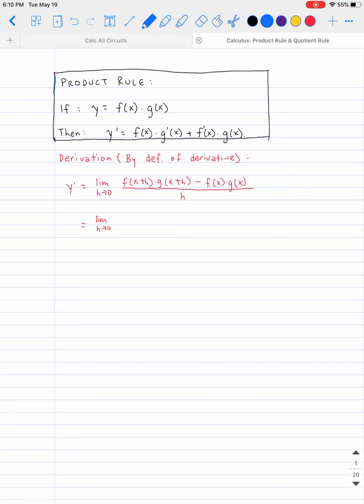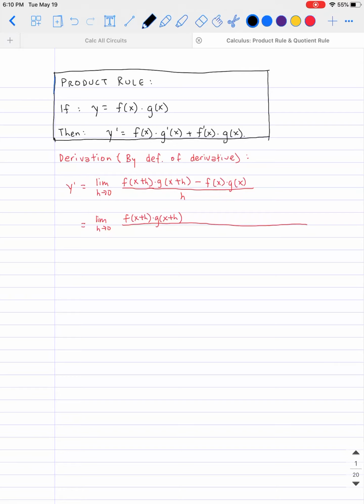Now, the part that's going to be a little bit tricky is this fraction right here, and how we actually get it is something you might want to think about for yourself, because I don't want to give away all the secrets. I'm going to take this fraction and do something to the numerator so we can see how it works out. First, we have f of x plus h times g of x plus h. That's the first part. And then I am going to add and subtract something.